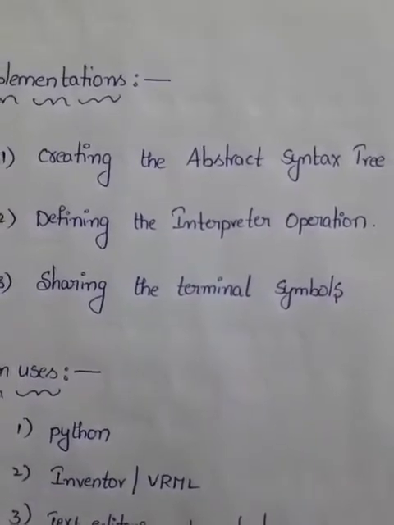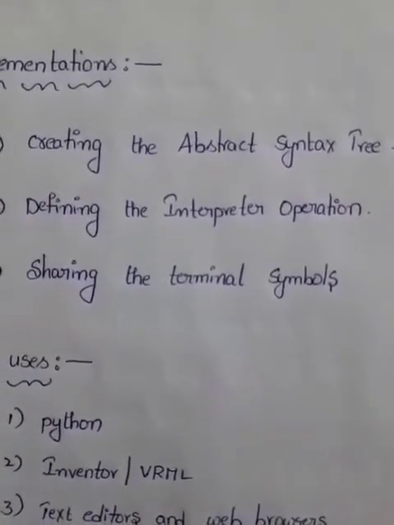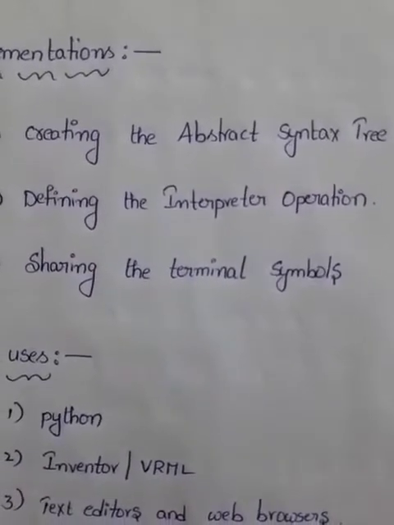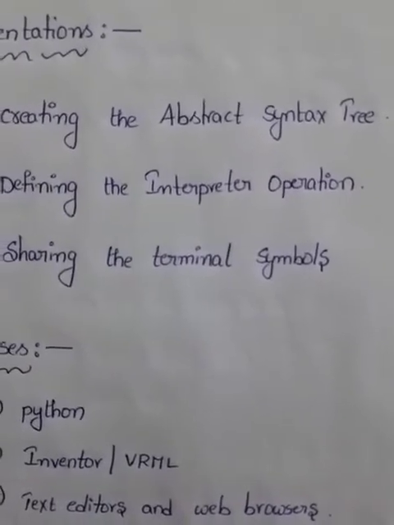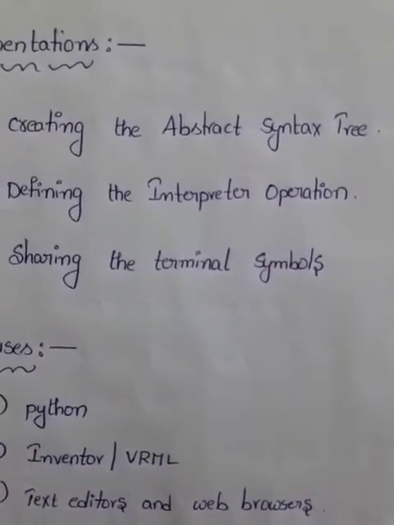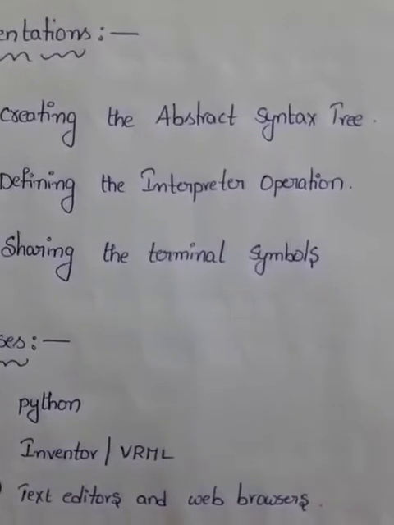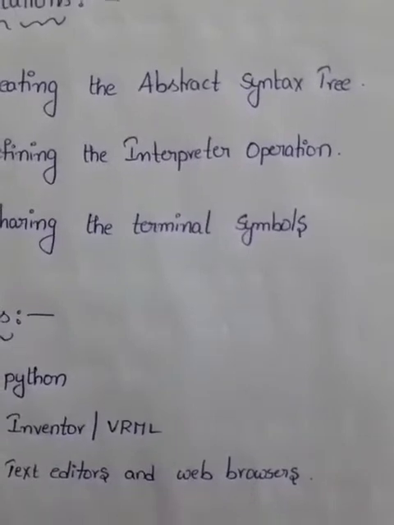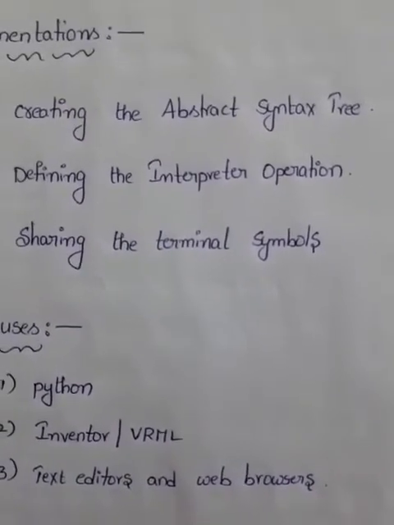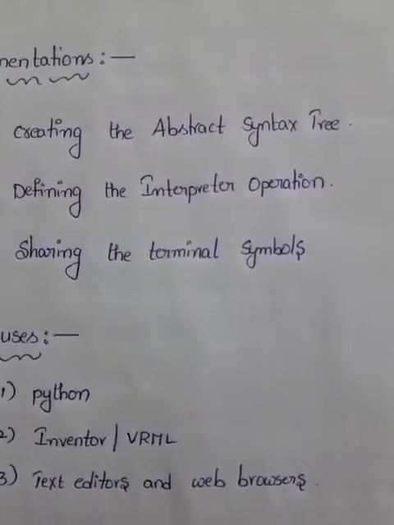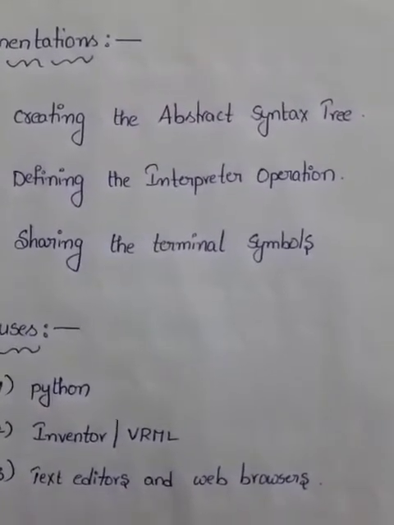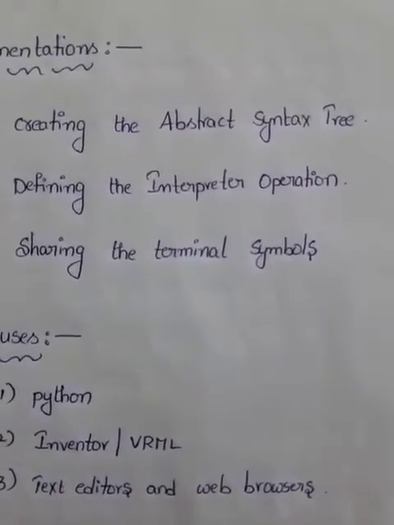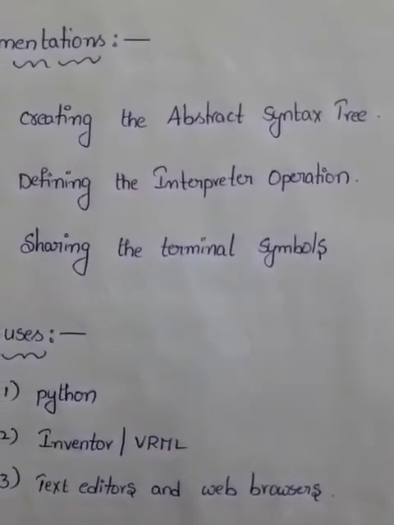And the next one is sharing the terminal symbols. In this, we share the terminal symbols with the flyweight pattern. Grammars whose sentences contain many occurrences of a terminal symbol might benefit from sharing a single copy of the symbol. So these three are the implementations under our interpreter pattern: creating the abstract syntax tree, defining the interpreter operation, and sharing the terminal symbols.